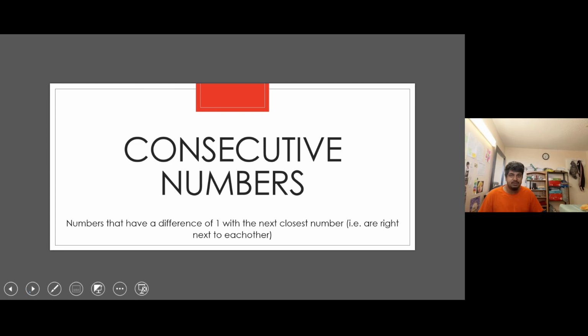The final term I have for you today is consecutive numbers. These are just numbers that are next to each other. Very easy, right? So if we're looking at, for example, 5, 6, and 7, these are consecutive numbers. You don't have to be adding them. If you're just looking for a list of consecutive numbers, 5, 6, 7 is perfectly fine. They're just the numbers that are next to each other.